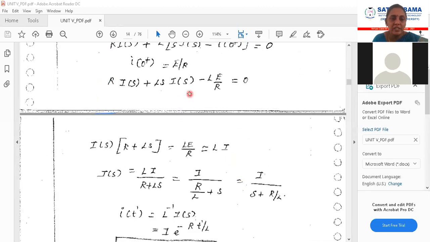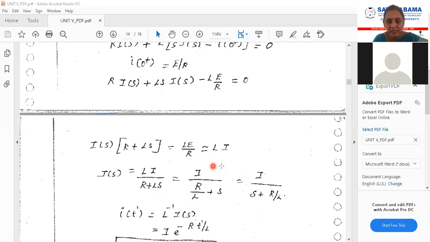Clear? Now, pulling the like terms together, I(s) into (R + SL) is equal to LE/R. Just rearranging the equation, what is E/R? E/R is equal to I, so you will have LI. We wanted the value for current I(s), so rearrange this as L I/(R + SL). Or this L is brought down, because the coefficient of current should be removed, then it is simple when we take the Laplace transform. You will write it as I/(R/L + S).